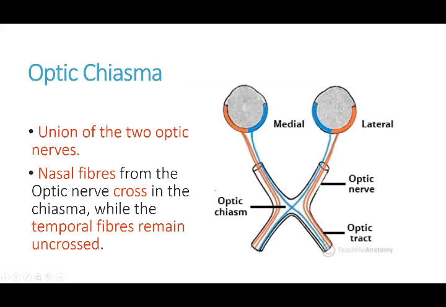Now, the union of the two optic nerves is called the optic chiasma, this part. Over here, the nasal fibers from both the eyes are going to cross over, while the temporal fibers remain uncrossed. So they're coming from here and passing into the optic tract on the same side, instead of crossing over. Only the medial fibers are crossing over.